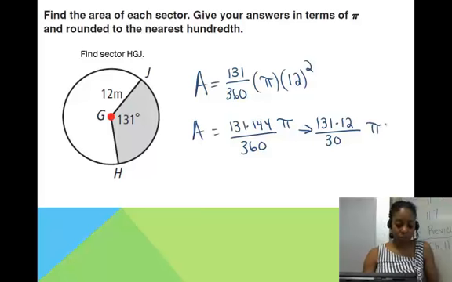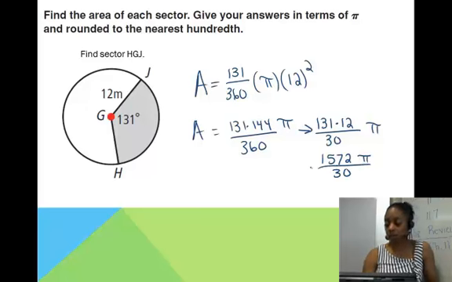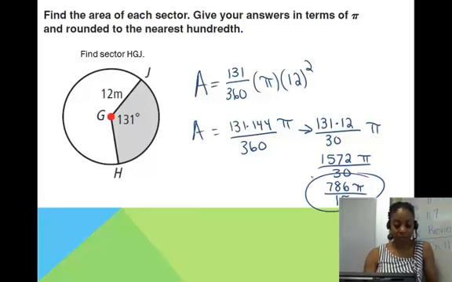And so 131 times 12 ends up being 1572 pi over 30. We didn't choose the biggest number, because we can reduce that by 2. If I divide that by 2, we get 786. So it's 786 pi over 15. So that's our answer in terms of pi.